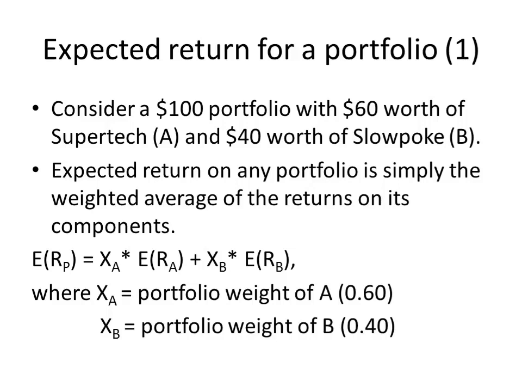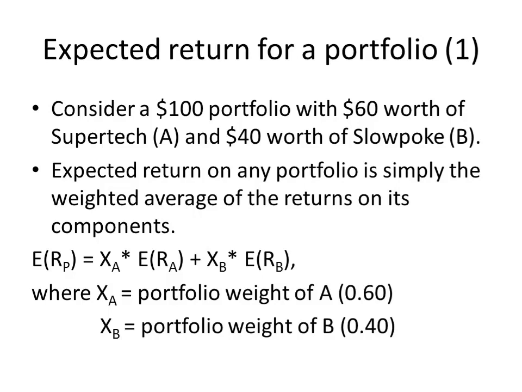Well, first of all, we have to figure out what the portfolio weights are. For SuperTech, that's going to be $60 divided by $100, or 0.6. And for Slowpoke, it's going to be $40 divided by $100, or 0.4. Notice that Slowpoke and SuperTech have to add together to the total portfolio value because they're the only things that we have in the portfolio.